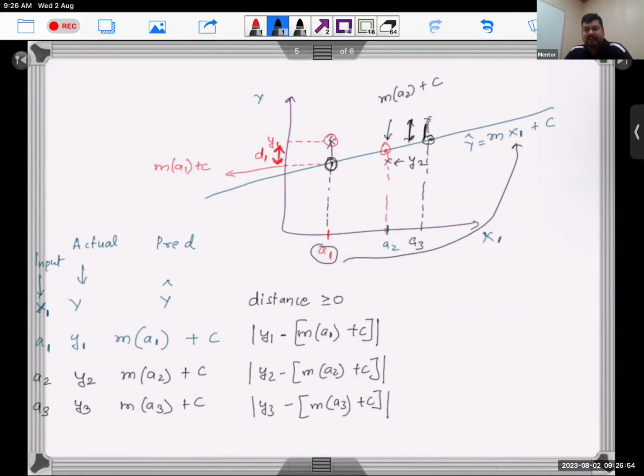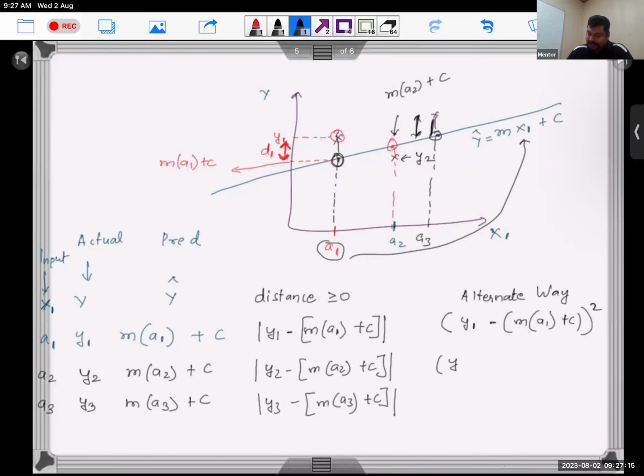Okay, this is one way to measure it. Can you think of another way to measure it? The distances still remain positive. Squaring. Square it. Okay, so this is another way to measure it. I hope you guys get the point.